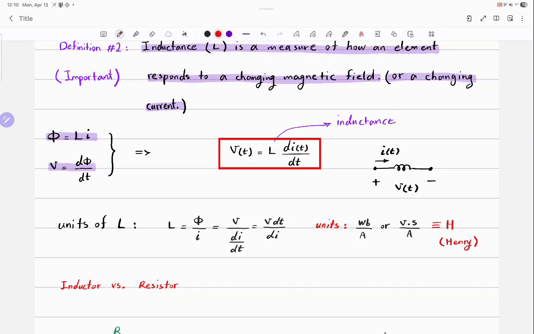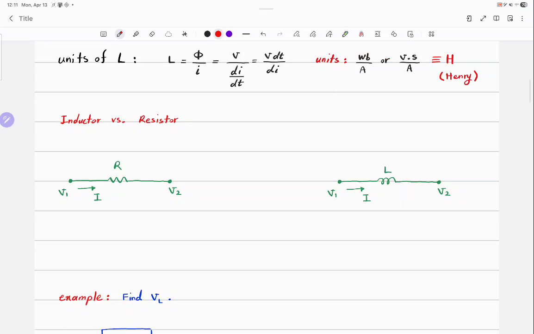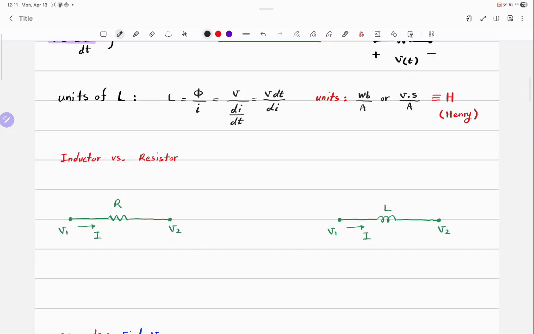Okay? So now that we have introduced the concept of inductance and the associated element, which is the inductor, let's compare an inductor with a resistor. Left circuit. Give me the relationship between V1, V2, I, and R. You calculate the current by doing V1 minus V2 over R. Perfect. So do you agree with that? V1 minus V2 is equal to Ri.